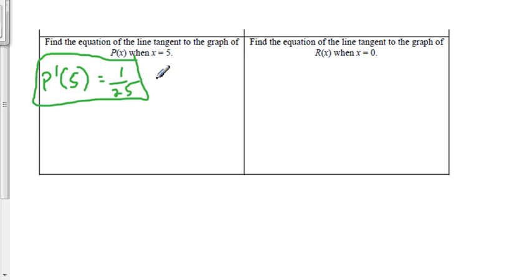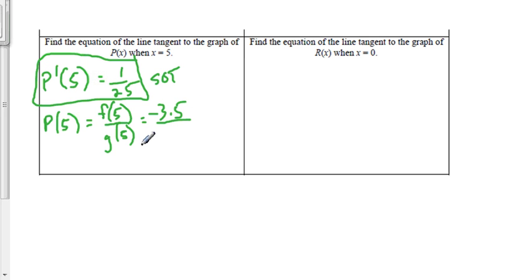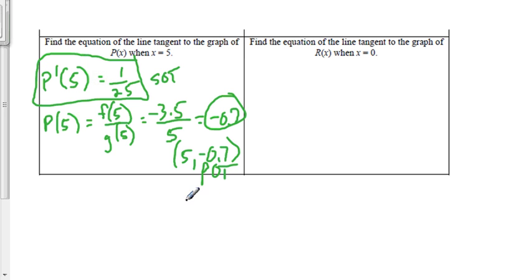So this is my slope of tangency. p of 5 is going to be my point of tangency. That's f of 5 over g of 5. And when we did that before, we found f of 5 was negative 3.5. g of 5 is 5. And I get negative 0.7. So (5, negative 0.7) is my point of tangency.